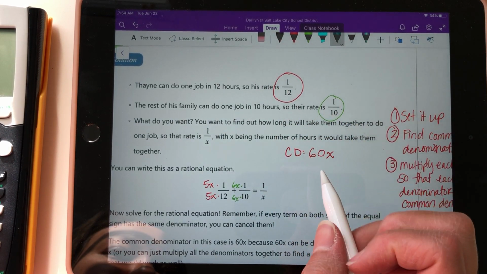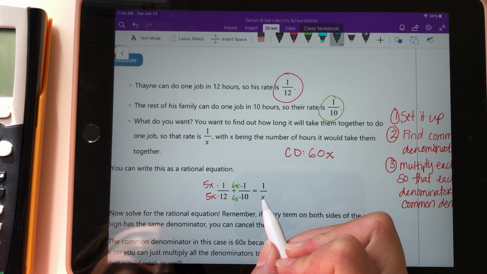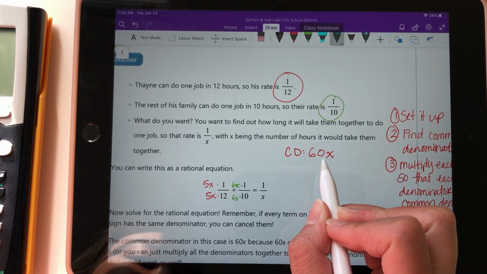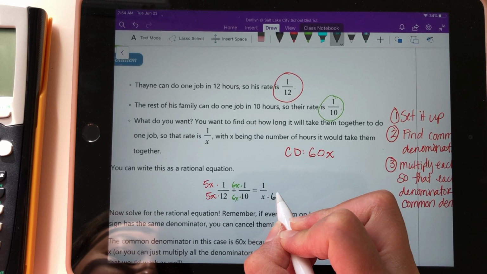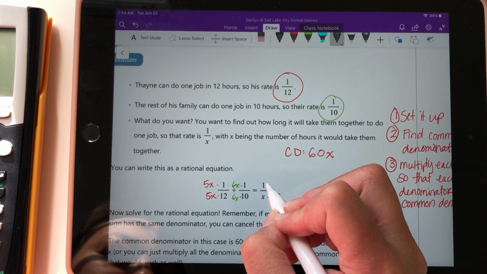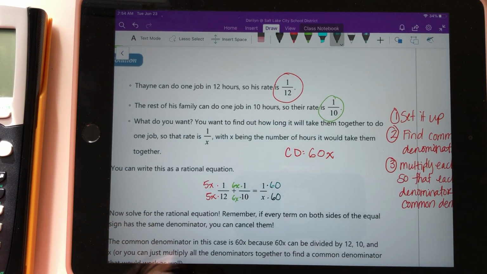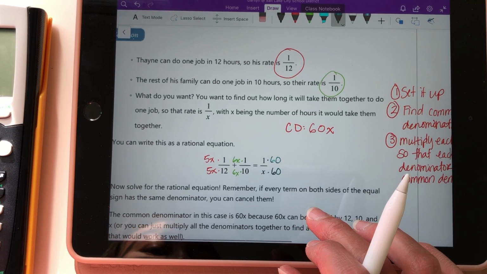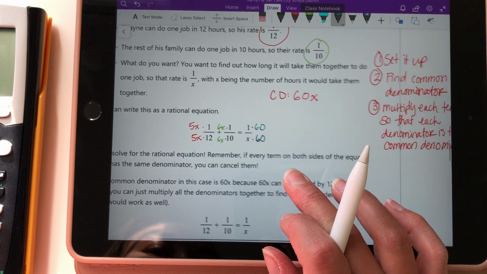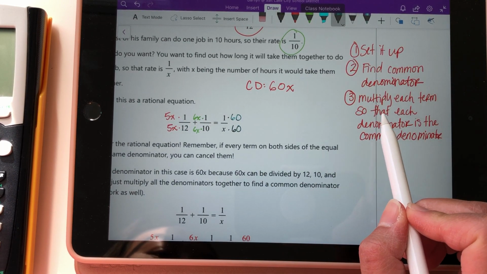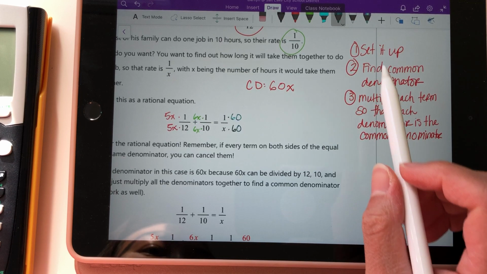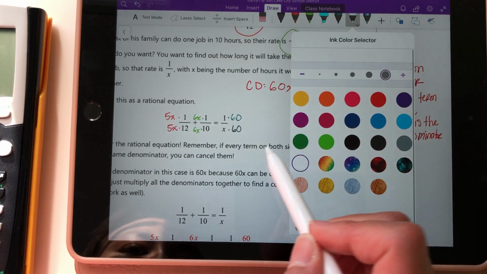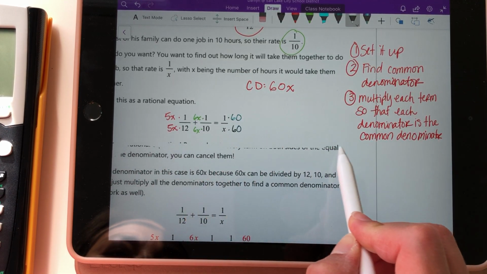Let's do it in this rainbowy color. So x, what do I multiply x by to get 60x? Well, you just multiply it by 60. What you do to the bottom, you do to the top. So now I've got this situation where I'm going to be multiplying every term so that each denominator is the common denominator. And I'm just going to white out this section right here so we have more space.